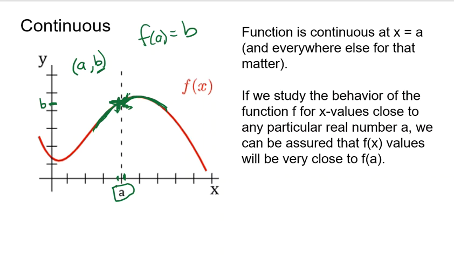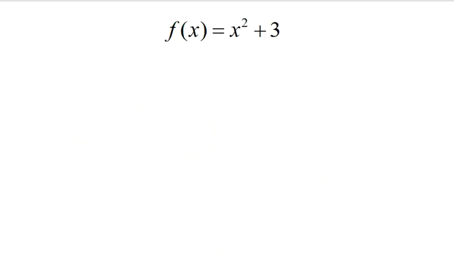There should be a little bit of questioning going on here, but I just want you to understand that three things have to happen. There needs to be a point at x equals a, and as we approach x equals a from either side, we need to be coming together at that point. Pretty simple. All right, so let's look at an example here.